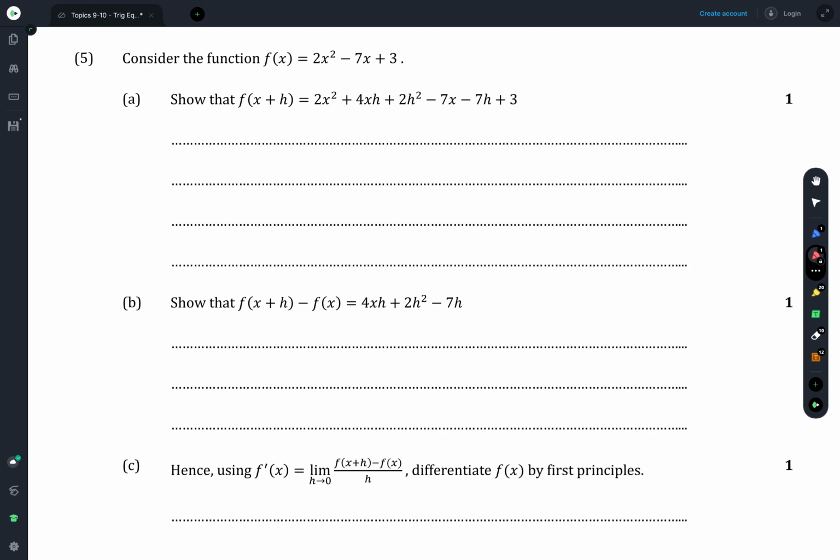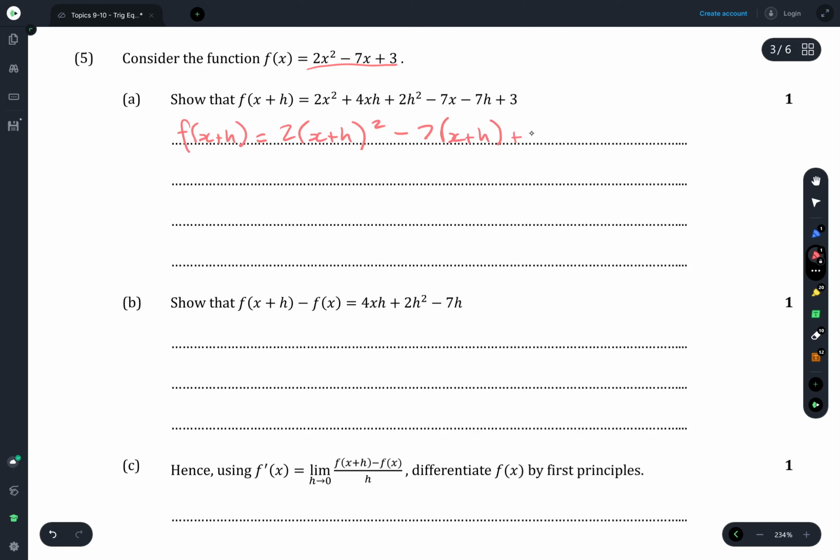And this first question is kind of like a breakdown of the differentiating by first principles process. So we consider the function f(x) equals 2x squared minus 7x plus 3. We want to show that f(x plus h) equals that. Remember using function notation, if we're finding f(x plus h), that means we're going to replace all our x's with x plus h. So every time we saw an x in the original, we're now going to be writing x plus h.